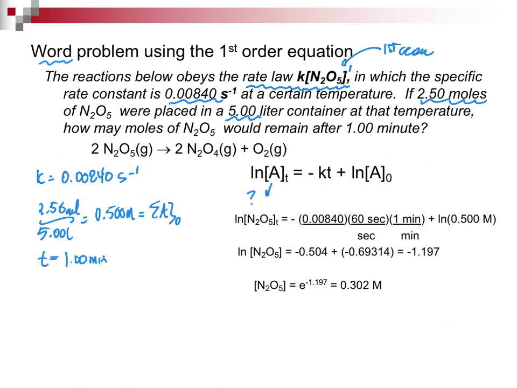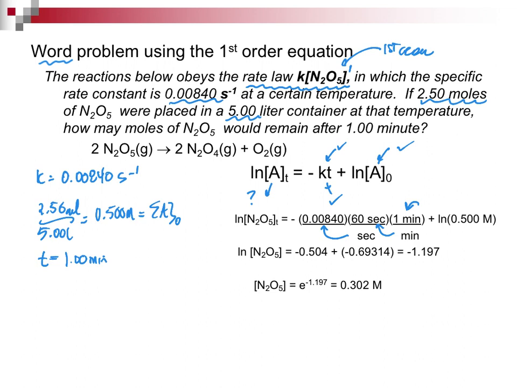ln of A, we don't know what that is. K, we have been given. Time, we have been given. ln A0, we have been given. So again, learning from last semester, type it up before you get started. We know that our time is 1 minute, and it's 0.00840 per second. 60 seconds in 1 minute, we get a mathematical number.